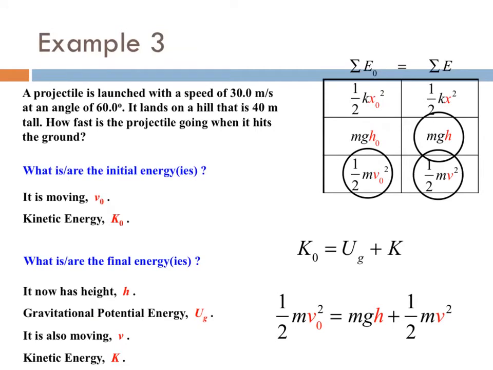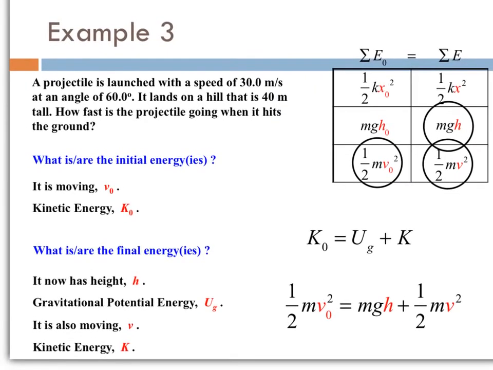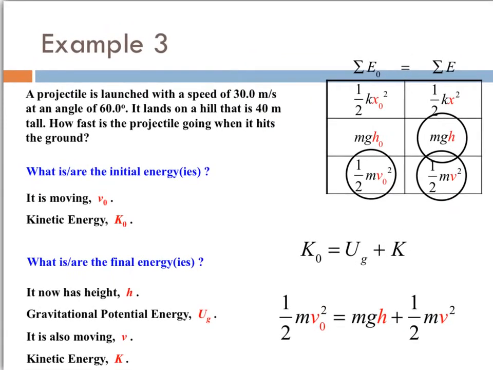So this problem might look a little bit familiar. It says the projectile is launched with a speed of 30 meters per second at an angle of 60 degrees. It lands on a hill that is 40 meters tall. How fast is the projectile going when it hits the ground? Now again, at the very beginning, we only have kinetic energy, so we're only going to be using that 1/2 mv squared, which is here. And then at the end, we're going to have both height and kinetic energy. So we'll use mgh and 1/2 mv squared, which gives us the second part.